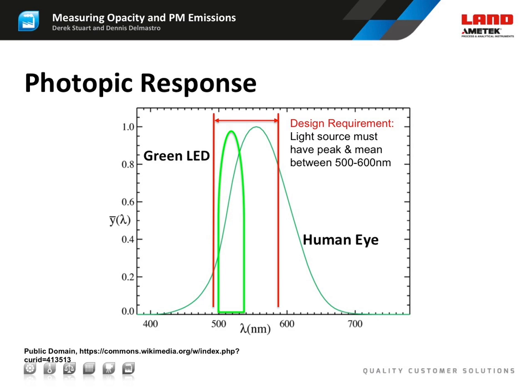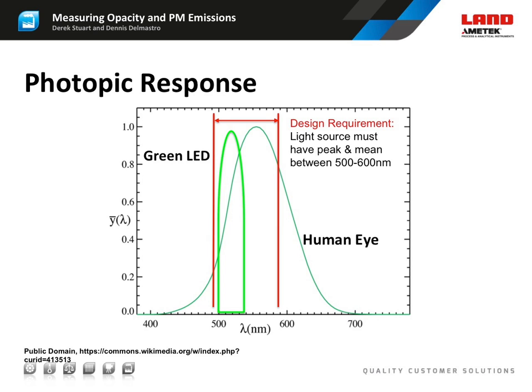Most opacity monitors use LEDs, light-emitting diode light sources, that are green in color and meet the ASTM D6216 design requirement that the light source must have a peak and mean spectral response between 500 and 600 nanometers.